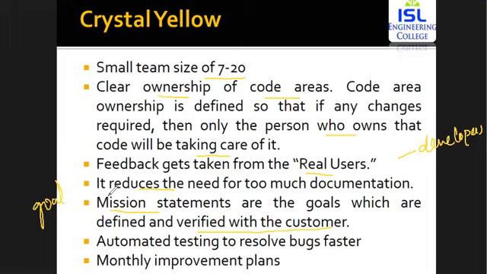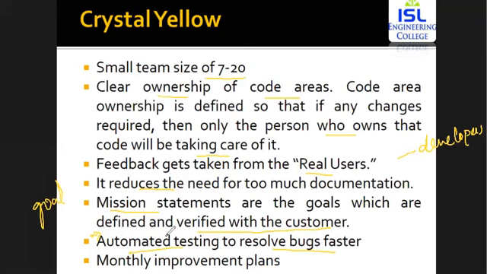Now in here, you're also going to focus on automated testing to resolve bugs faster. That is, any changes that you're going to make within the code are going to start with automated testing. Now when you're using automated testing, it resolves the different bugs very quickly because it is automated. It is going to perform the testing on itself.